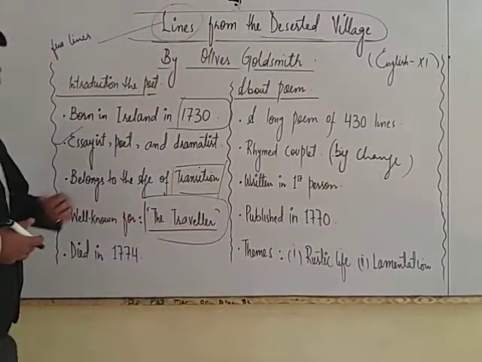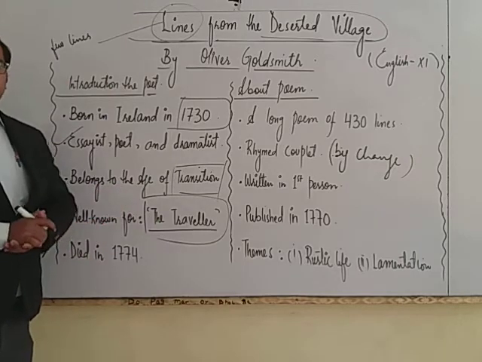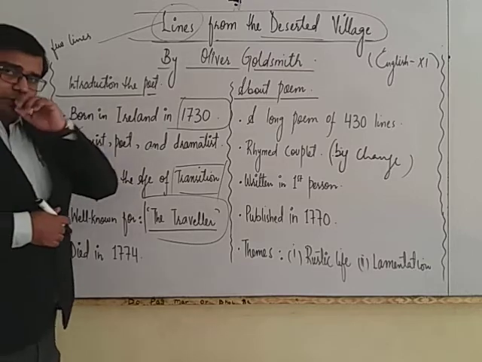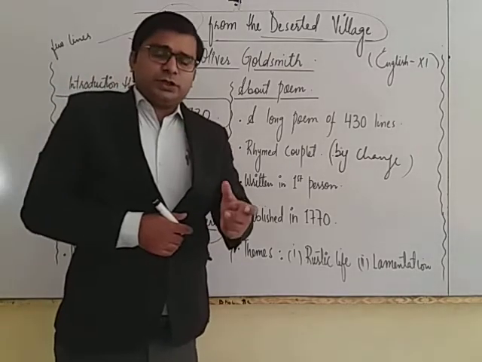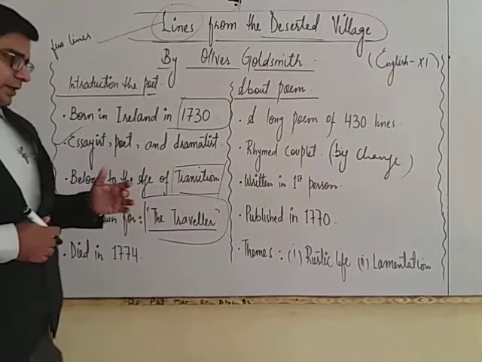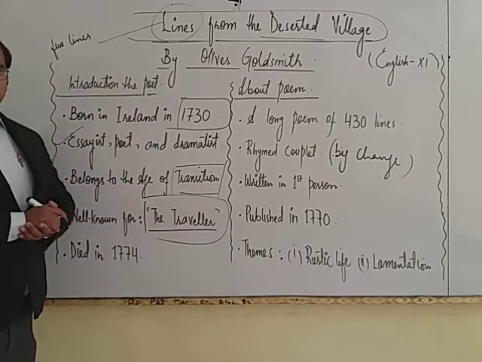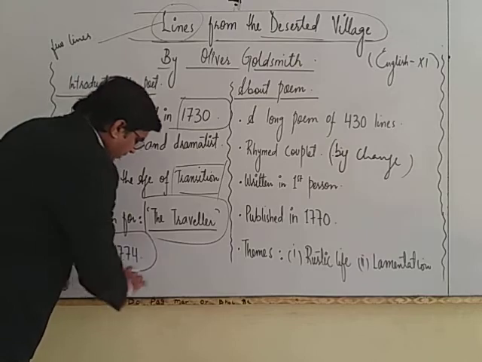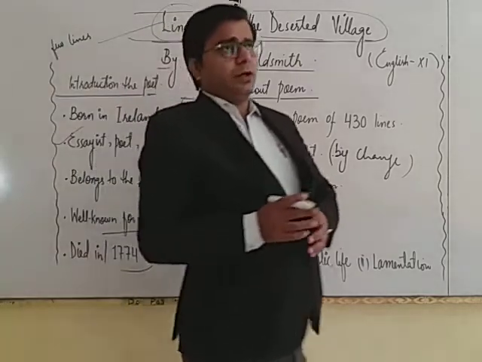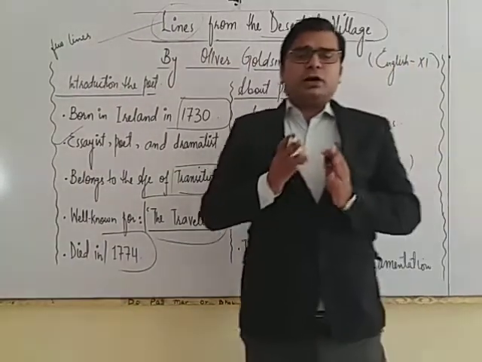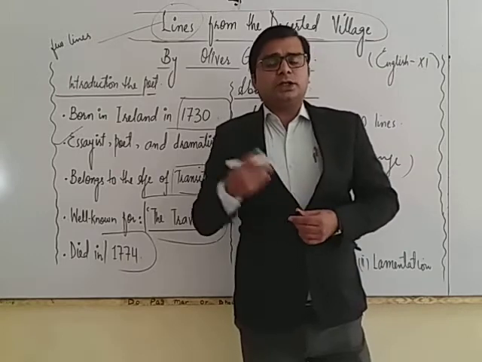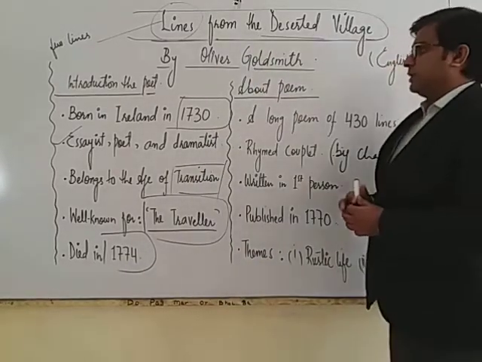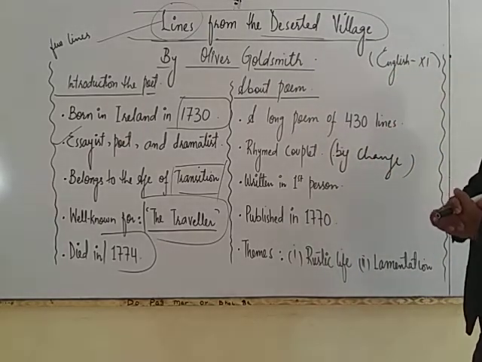He used The Traveller in a different style, and as I have told you, he chose the topic of nature, in which he also depicted the colorful images of nature. He died in 1774. This is how we need to remember all the basic points of the poet Oliver Goldsmith. Now we are going towards the basic points of the poem.